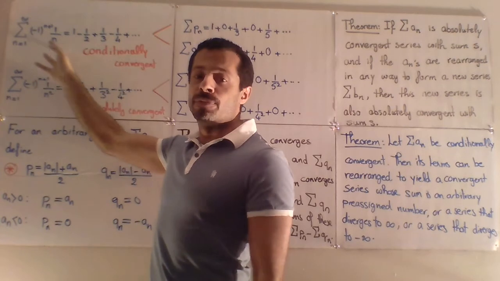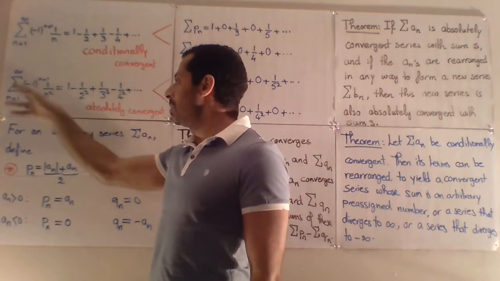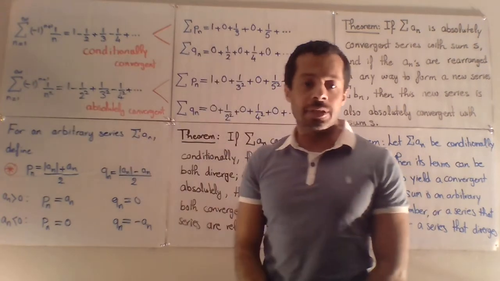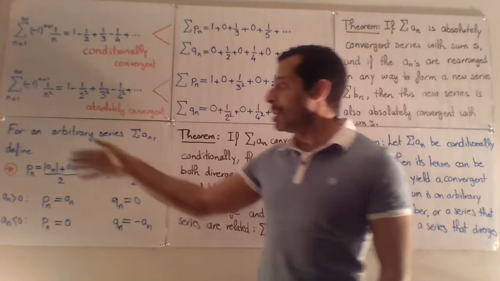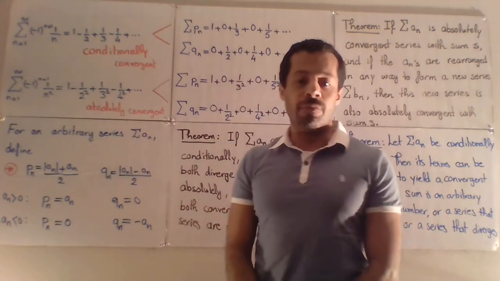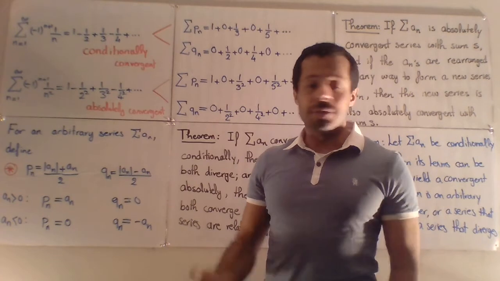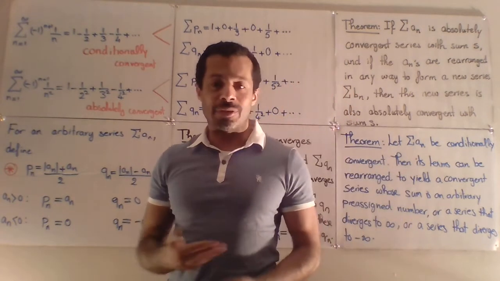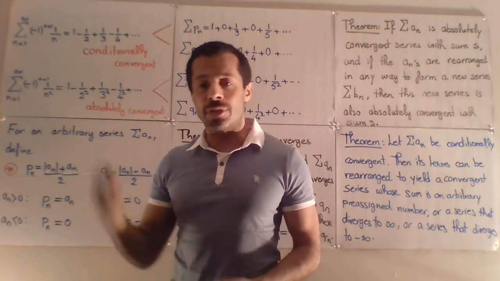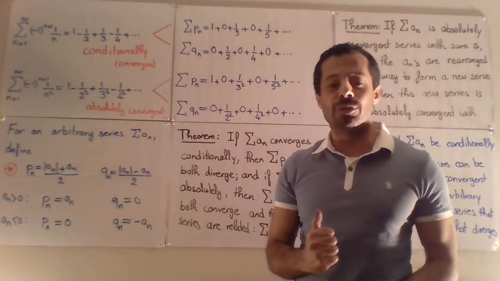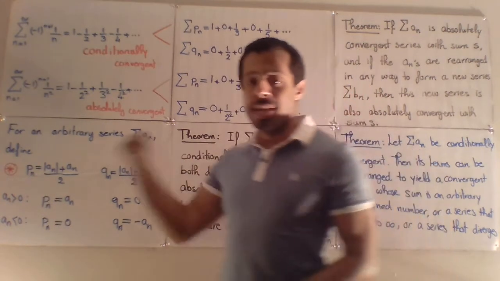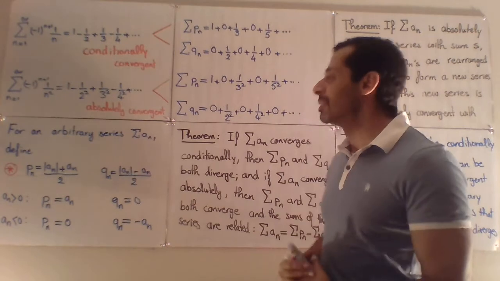So we say that the first series is conditionally convergent, while the second series is absolutely convergent because sigma 1 over n squared converges. Now this is an important distinction between the two, because conditionally convergent series and absolutely convergent series behave very differently, as we will try to understand here.